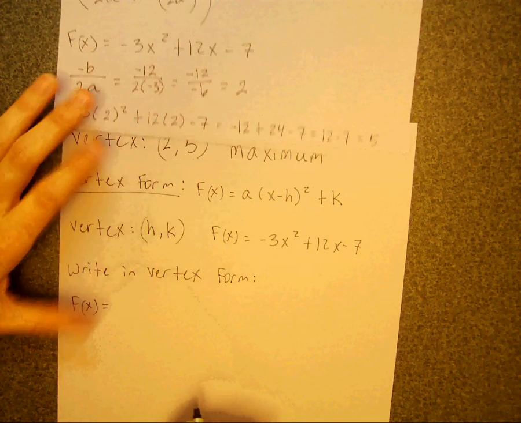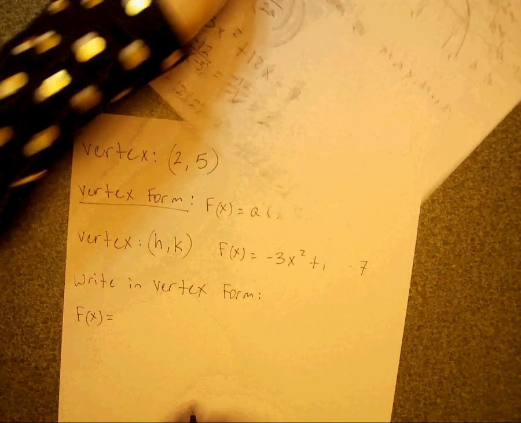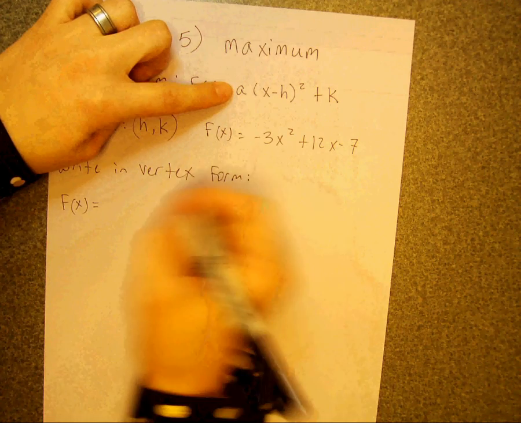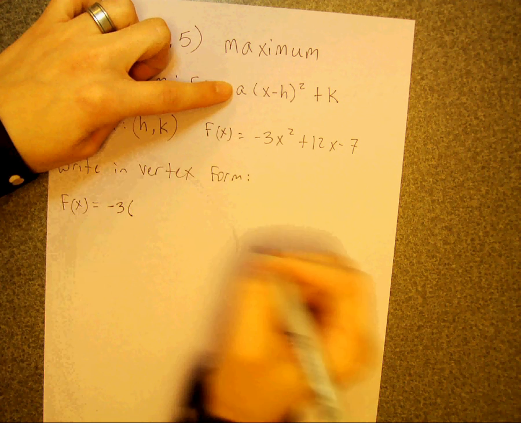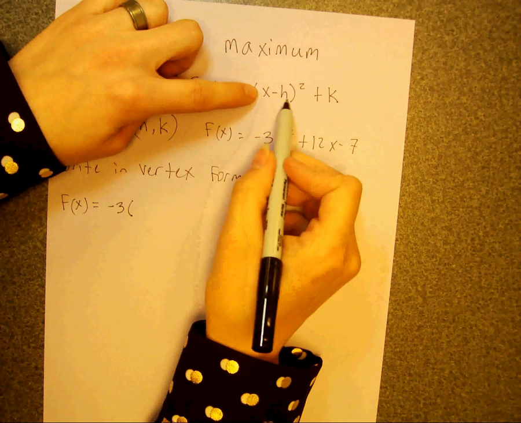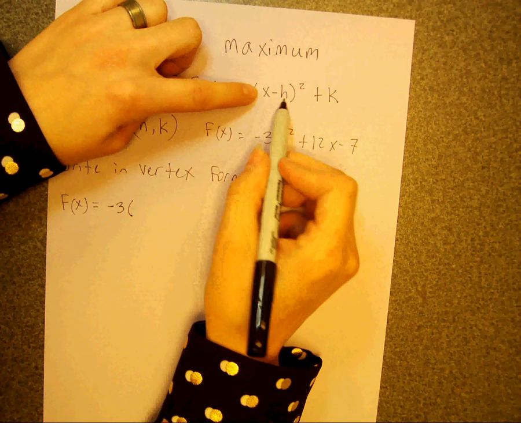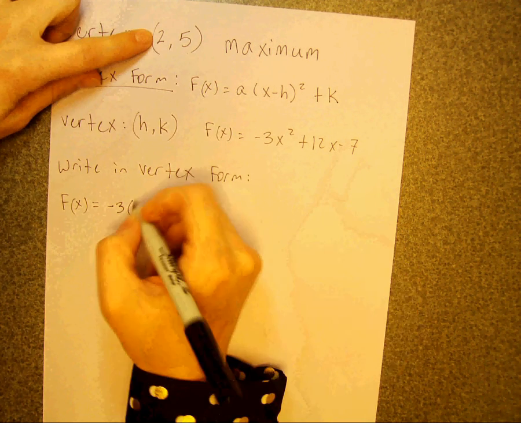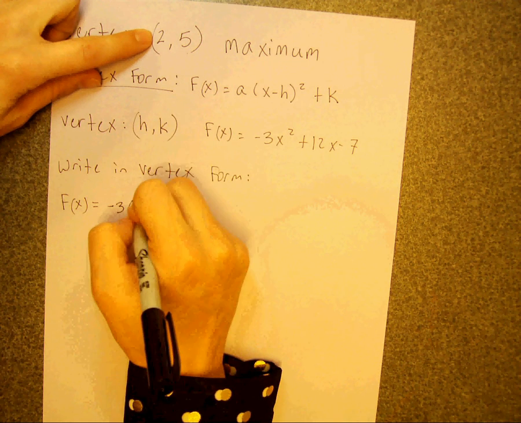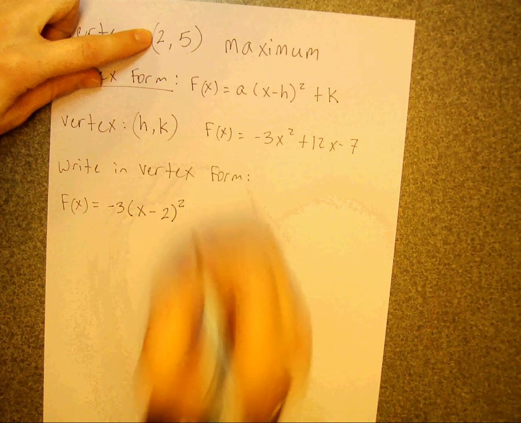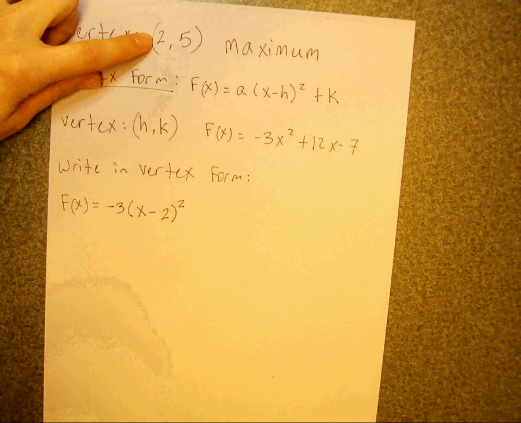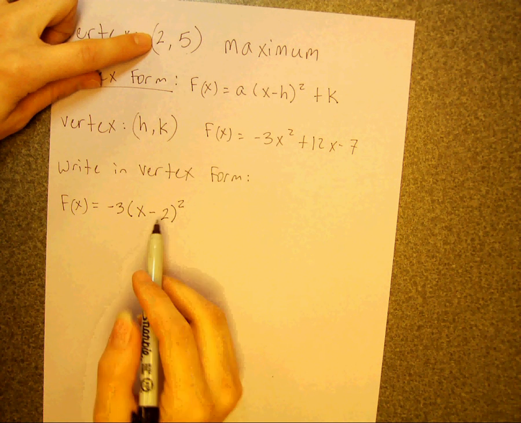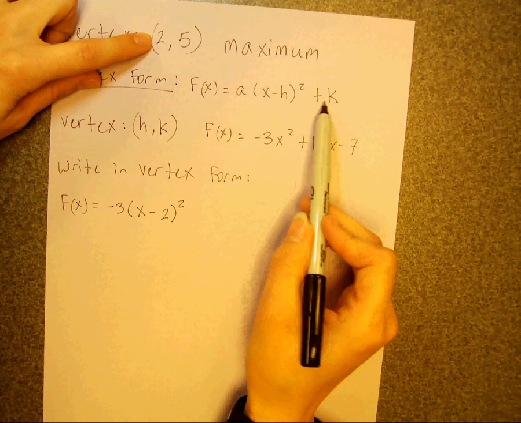So I'm going to have f of x equals a, which is my leading coefficient, so negative 3, and then x minus h. So this just means the opposite of h. The h for my vertex is 2, so I'm going to have a negative 2 in there, so x minus 2 squared. If the x value for my vertex were already negative, then I would have plus on the inside. And then just plus k.